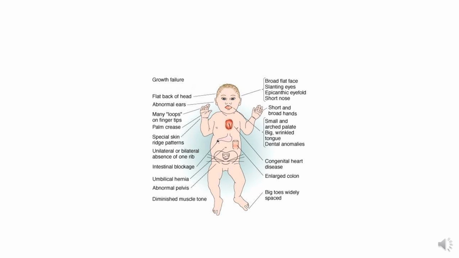broad flat face, slanting eyes, epicanthus folds, short nose, short and broad hands, small and arched palate, the big wrinkled tongue, palate wrinkled, and the protruding tongue, dental abnormalities, congenital heart disease, enlarged colon, big toes widely spaced.